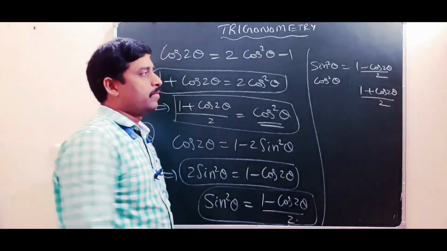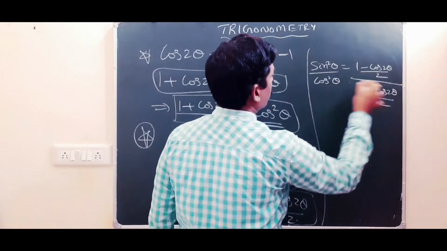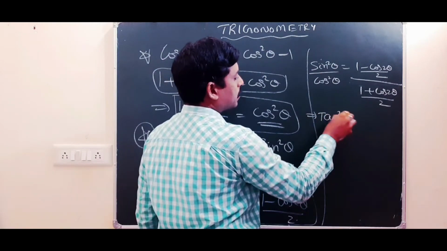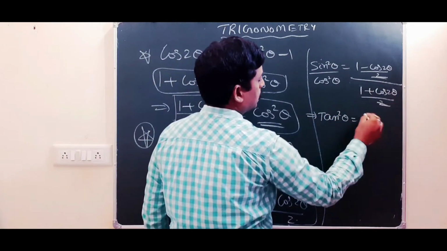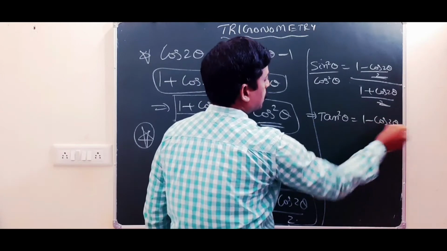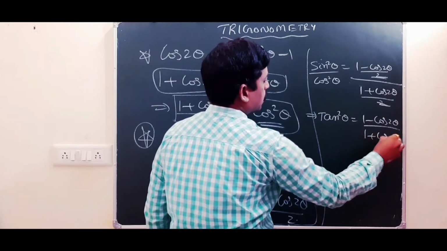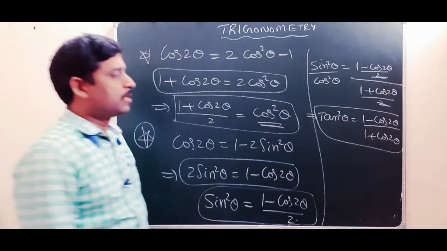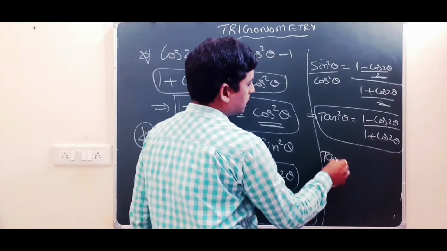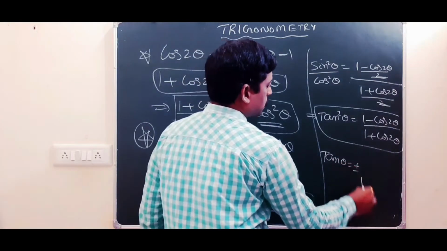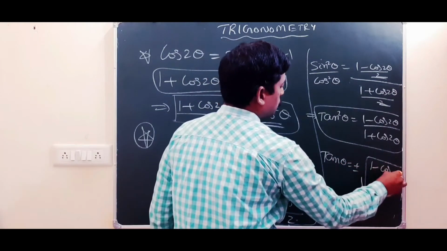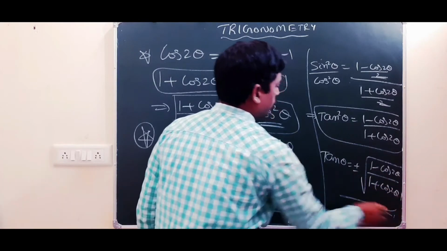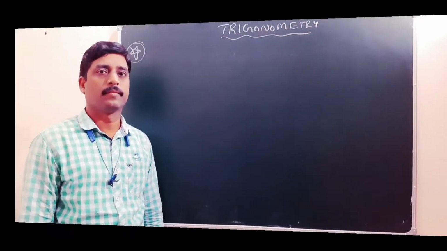Okay. Divide these two formulas. Sin square by cos square, we get tan square theta, and the 2 gets cancelled. This will be 1 minus cos 2 theta by 1 plus cos 2 theta. So this is the tan square theta formula, most important. Therefore tan theta equal to plus or minus root under 1 minus cos 2 theta by 1 plus cos 2 theta.